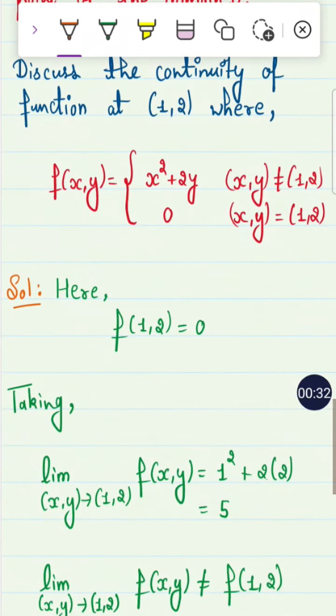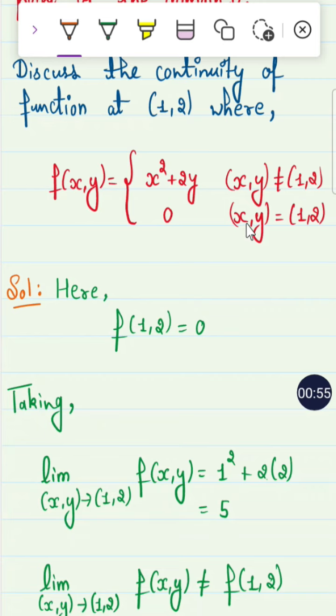What is the continuity? Consider the function described as x square plus 2y when (x, y) is not equal to (1, 2), and when (x, y) is equal to (1, 2), it gives the value 0. What is the continuity of the function at (1, 2)? We have to find this out.